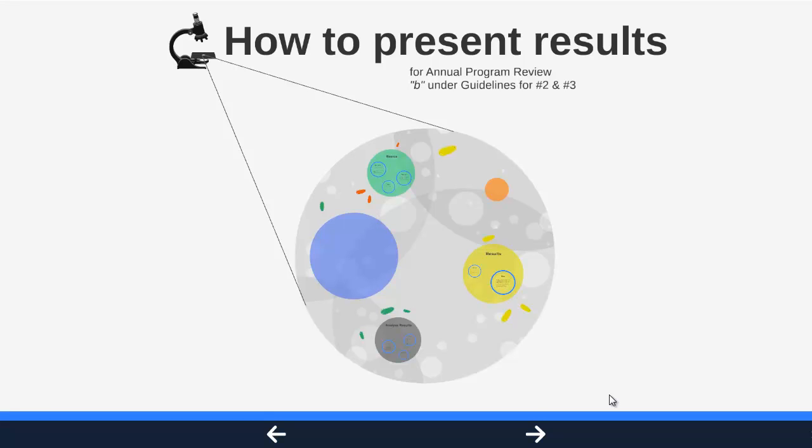How to present results for the annual program review. This is to help with section B under guidelines for numbers 2 and 3, which are the assessment for the ILO and the PLO.